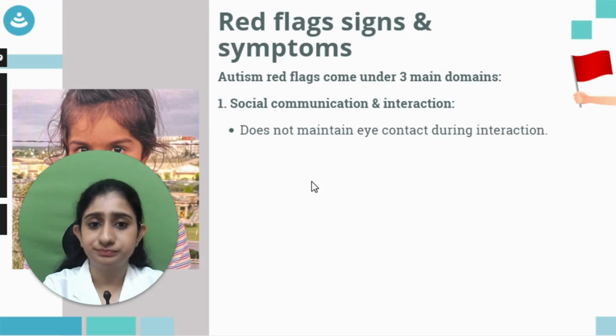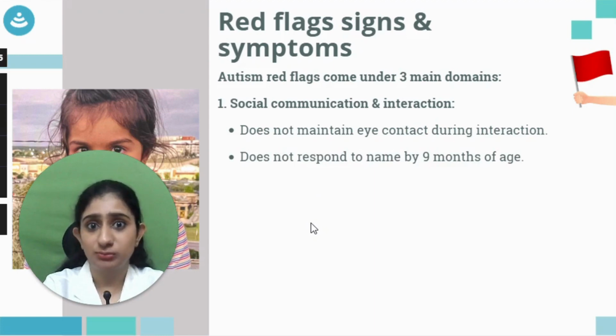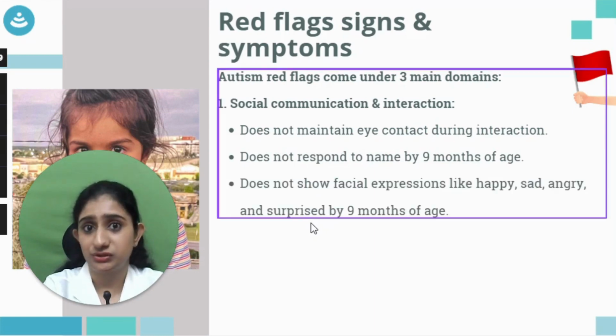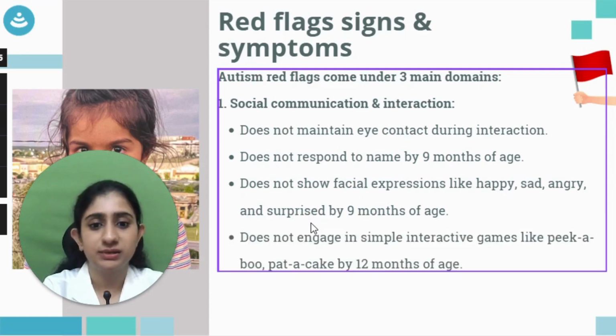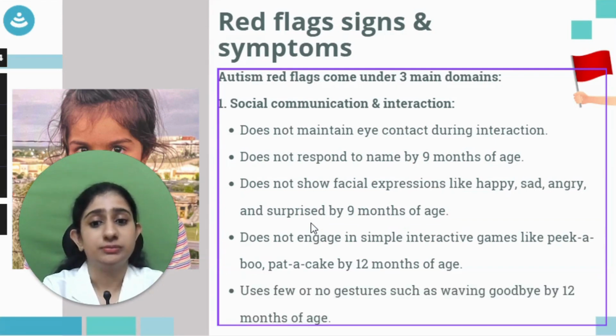This may include not giving eye contact during an interaction and not responding to name call, which should happen by 9 months of age. You may notice that the child does not show any facial expressions like happiness, sadness, anger, or surprise at least by 9 months of age, and does not engage in simple interactive games such as peekaboo or patty cake at least by 12 months of age. And the child may use very few gestures such as waving goodbye, which should ideally happen by 12 months of age.